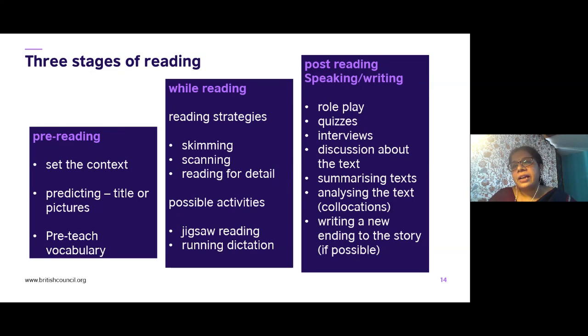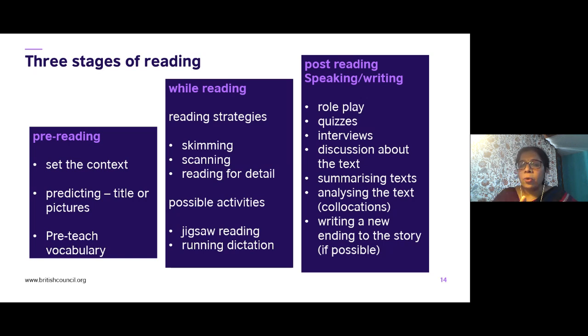As a post-reading activity, it could be a speaking activity or it could even be a writing activity. Say students can do a role play of the text that they have just read, especially if they have been stories. They can do quizzes together. They can do the text perhaps as an interview.